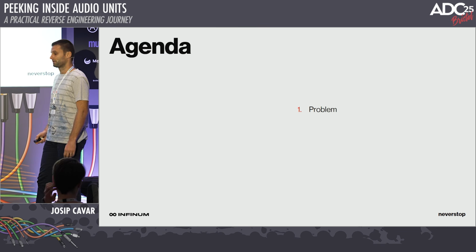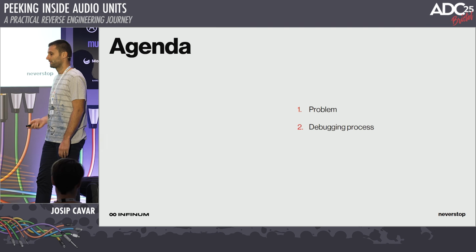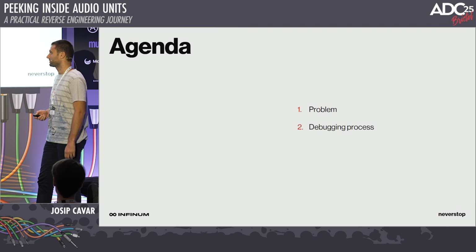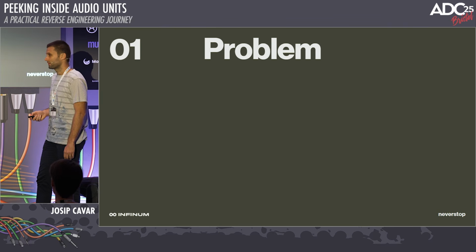So we will first look at the problem, why we were doing all of this. We will then go through this process of finding this voice count implementation and using it in our own app. And finally, look at some interesting results that we were able to achieve. Okay, so let's talk about the problem.